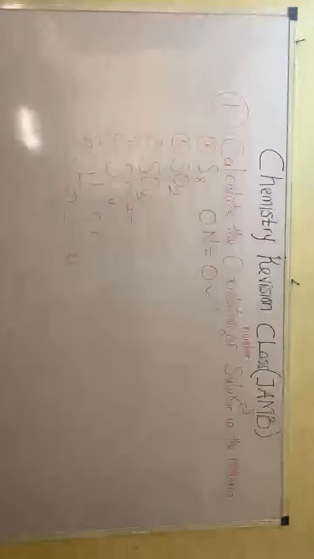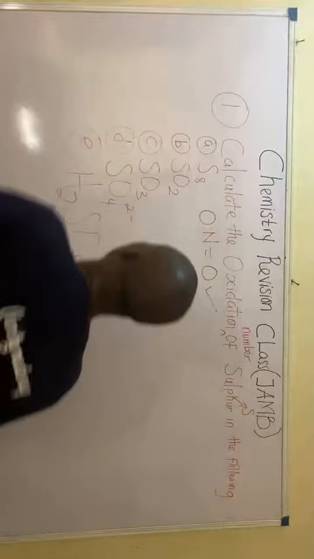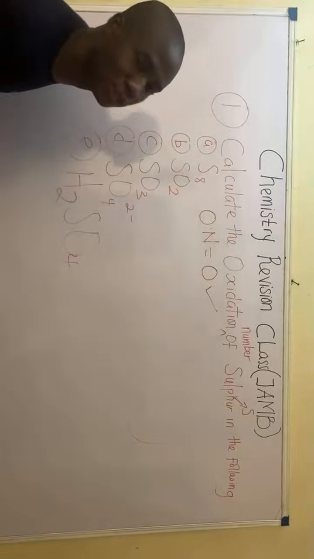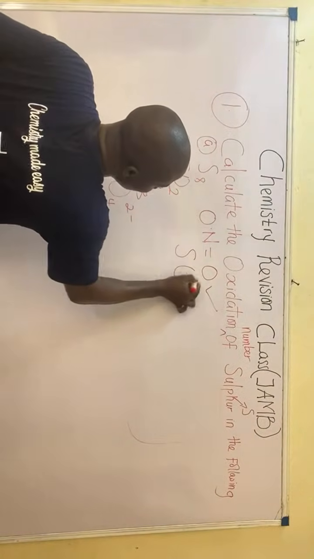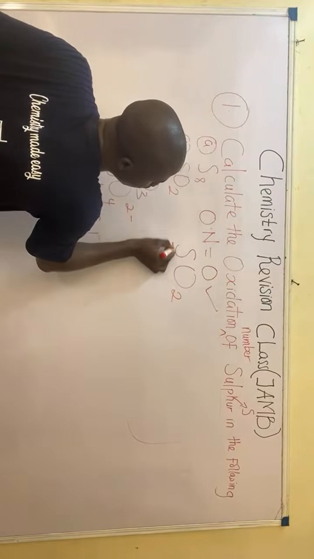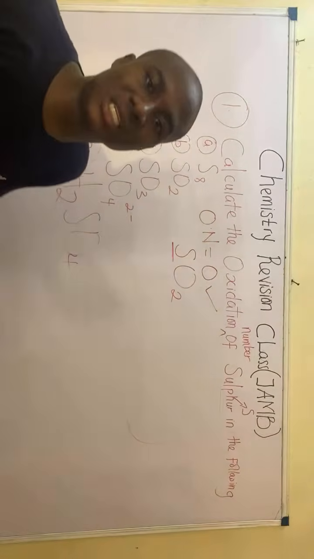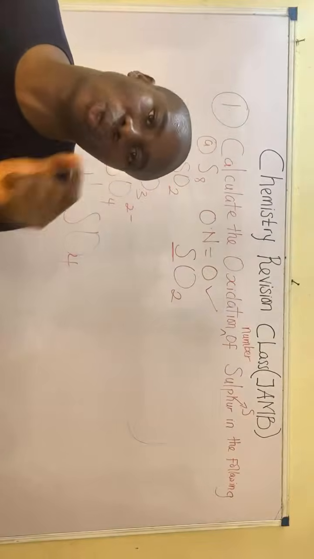So let's get into the B part of this question. Here it is. The question is SO2. What are they asking now? This is SO2, class. They're asking us to get the oxidation number of sulfur. Very easy. Now this must be noted. Please note what I want to say now.